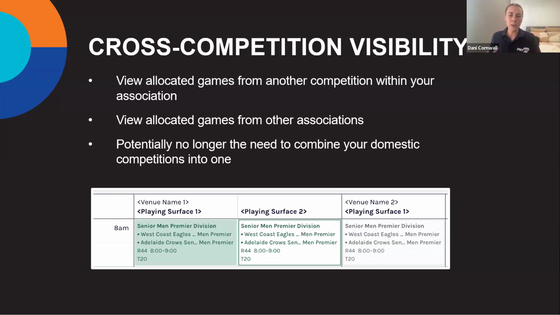This feature really helps provide greater visibility to associations when it comes time to allocating those games. And again, I know that associations have been asking for this feature, so it's really great that it's now available. And as you'll see on the screen here, on the left-hand side will be the games that are in the competition that you're currently viewing. And then the middle column there is games at other competitions that you're running. And on the right-hand side there are games at other associations. So as you can see, all the games that are scheduled on those shared venues.